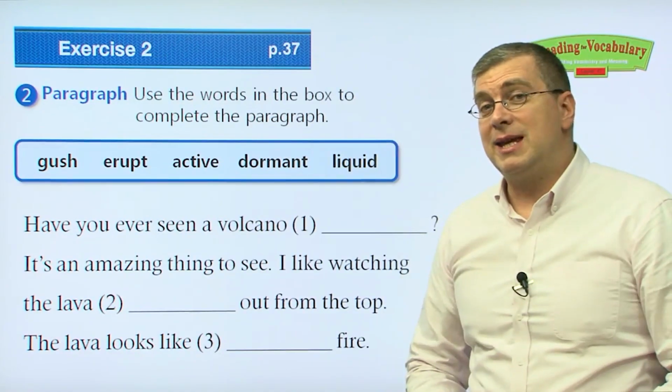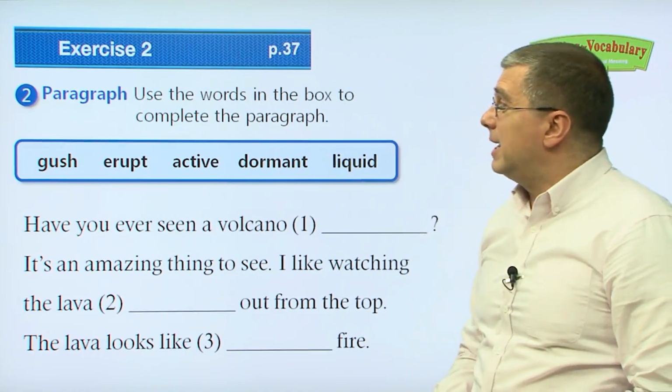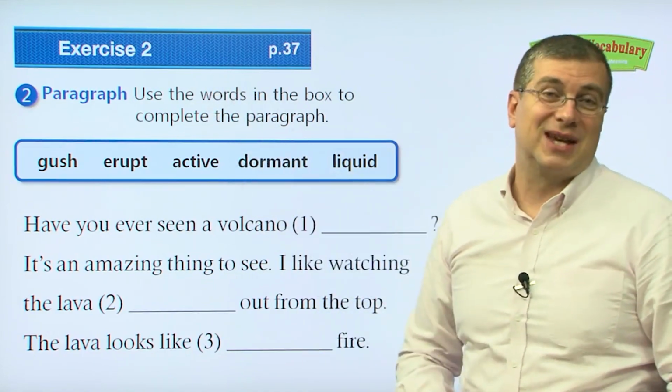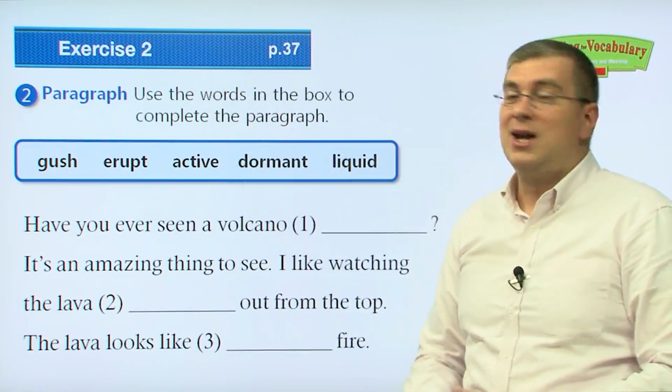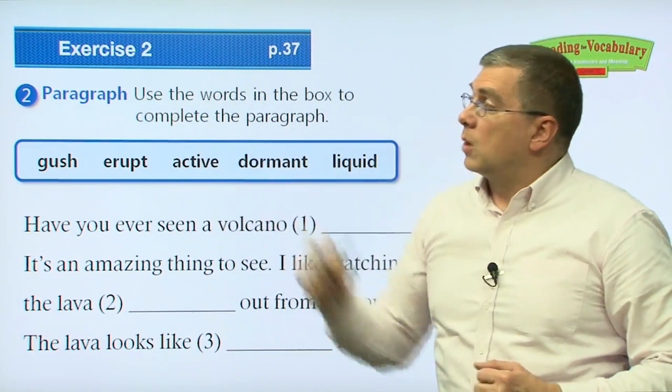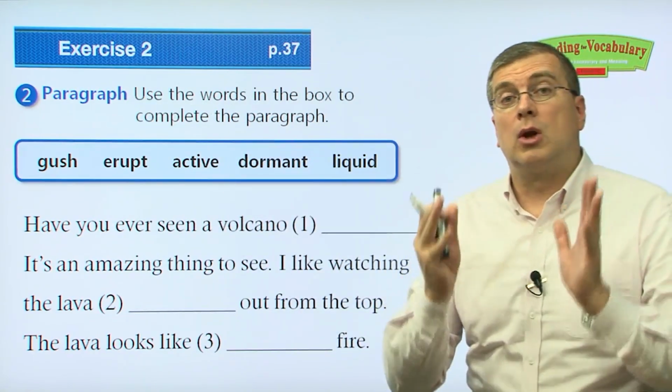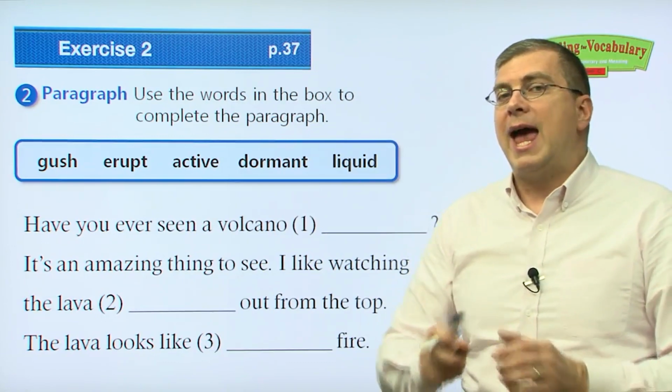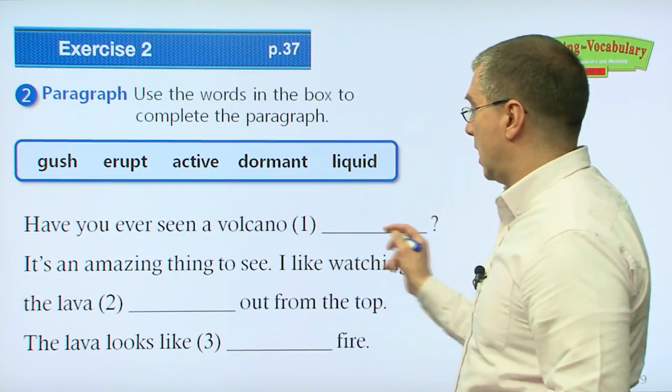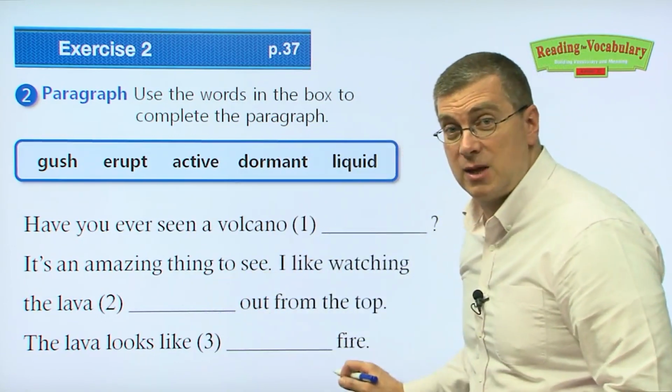Okay, it's time to begin the exercises for the vocabulary. In this exercise, it says exercise 2, we're skipping exercise 1. Right to exercise 2, we're using a paragraph. So we're looking at a paragraph, and we need to complete the paragraph. There are blanks in the paragraph.